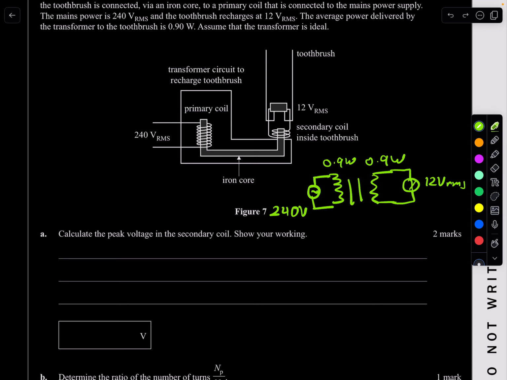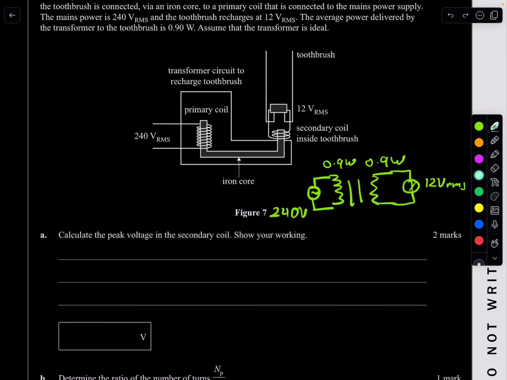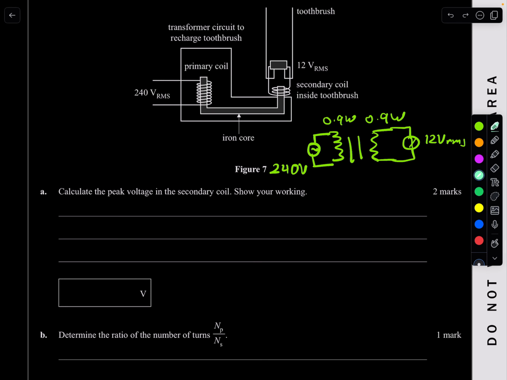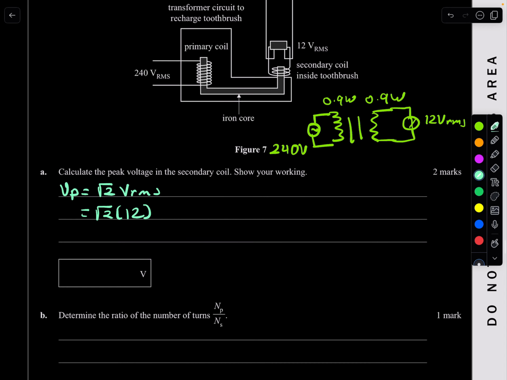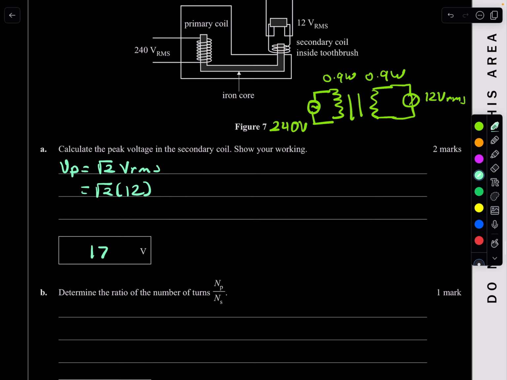Calculate the peak voltage in the secondary coil. Easy. We know in the secondary coil it's 12 volts RMS, so we just want to convert it to peak voltage. Voltage peak is just root 2 times volts RMS, so we just need to multiply 12 volts by root 2. 12 times root 2 is 17 volts in two significant figures.